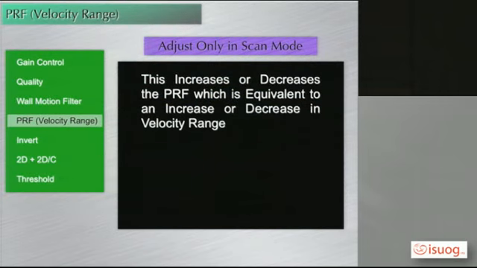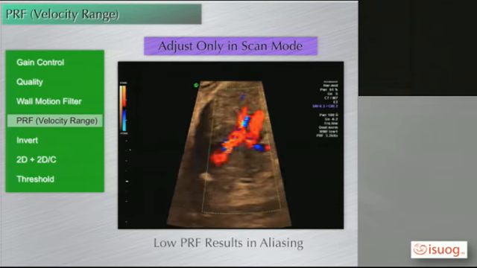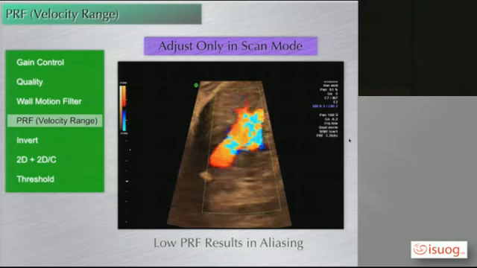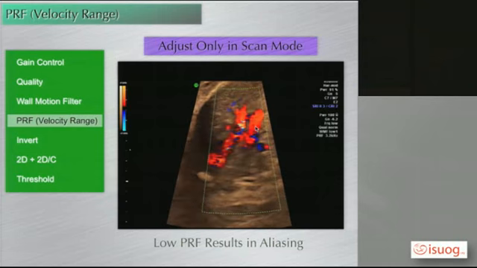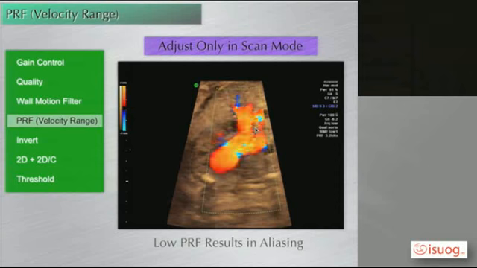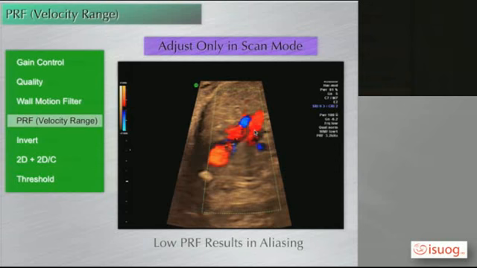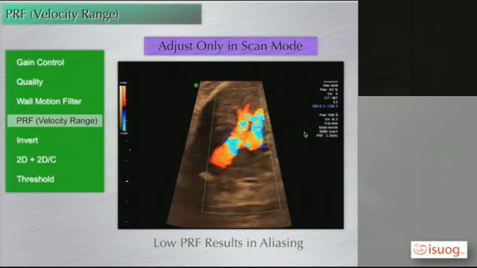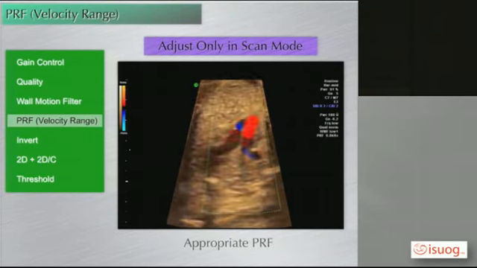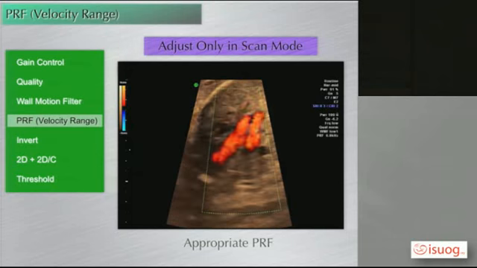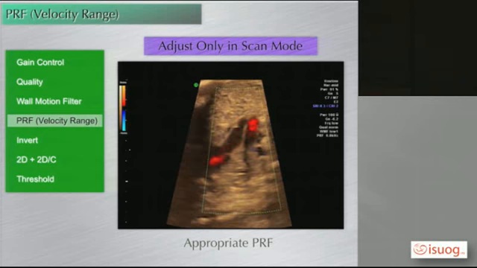When the examiner increases or decreases the PRF, it is equivalent to increasing or decreasing the velocity range. The PRF or velocity range setting can be adjusted to optimize the color Doppler image. In this example, the PRF is set too low, thus resulting in aliasing. In this example, the PRF has been adjusted, demonstrating an ideal color Doppler image.